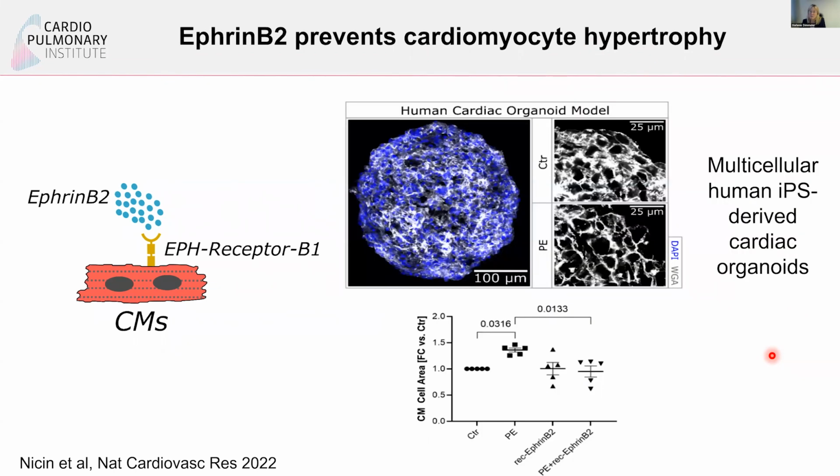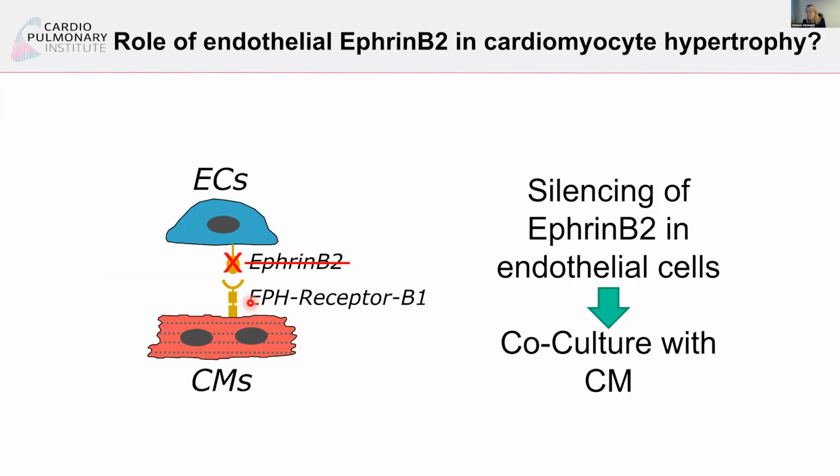Also, we used the more physiological organoid model. This is a human cardiac organoid model in collaboration with Chaya Krishnan. You can again see here this hypertrophy response to phenylephrine. And as quantified below, again, if we add recombinant Ephrin-B2, this hypertrophy was reduced also in this more physiological setup, suggesting a prevention of induction of hypertrophy by recombinant Ephrin-B2 ligand.